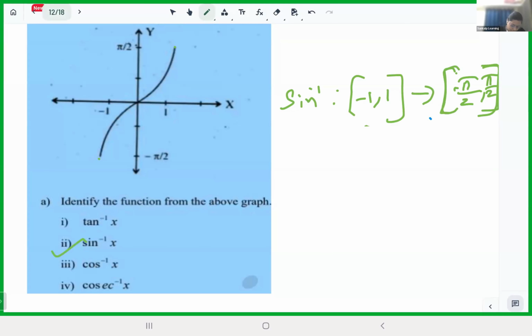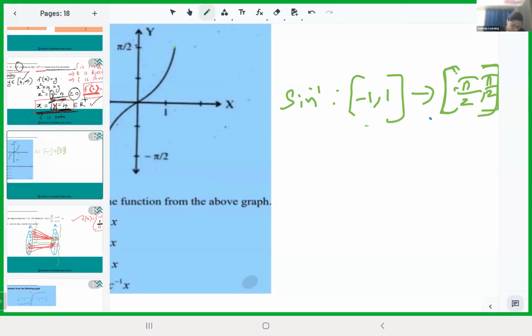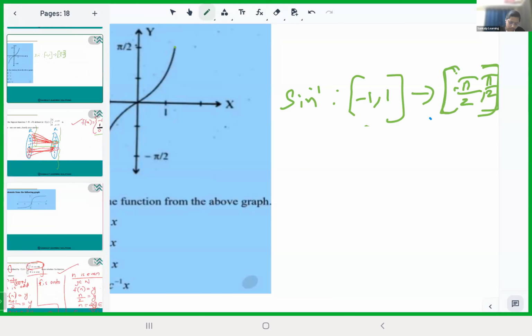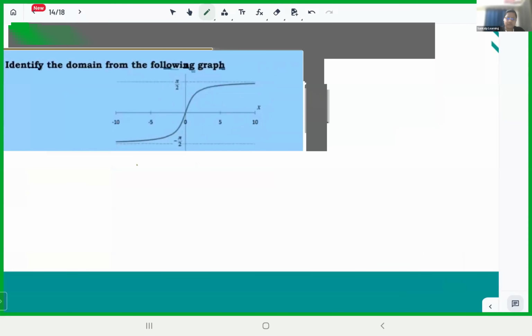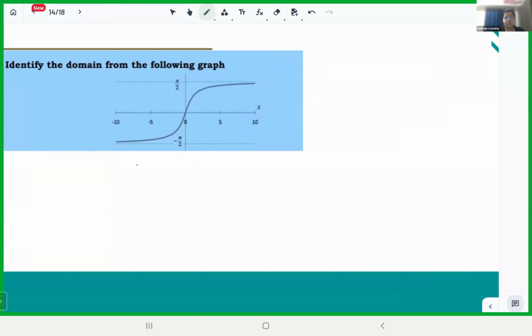All right. Now, one more question for the 1-mark question. Identify the domain from the following graph. That is, you have been given a graph and you have to identify the domain of the graph. First of all, you have to be very clear about the concept of domain and range. Domain means the set of all x values and range means the set of all y values. So here you have been asked about the domain of the graph.